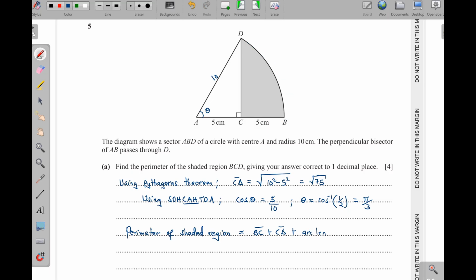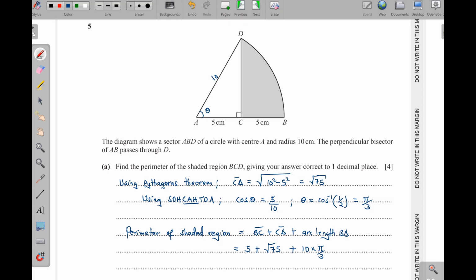Arc length BD. So what is our BC? It is 5. Our CD is root of 75. Then arc length is r theta. So r is 10, and then theta is pi over 3.